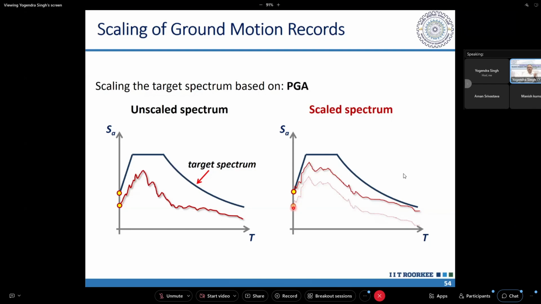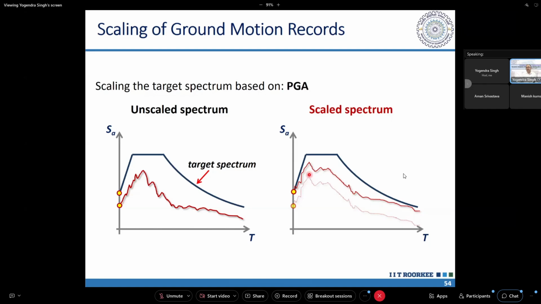And for scaling, the first option which comes to our mind is that let us scale by PGA. So we multiply the whole ground motion by a constant factor. This is called time domain scaling. In time domain scaling means that I'm not changing its frequency content, I'm not changing its wave profile, but I'm simply amplifying or de-amplifying it. I'm multiplying it by a factor which may be more than one, or sometimes it can be even less than one. You can see that in this case, if I match, this spectrum will be somewhere here.